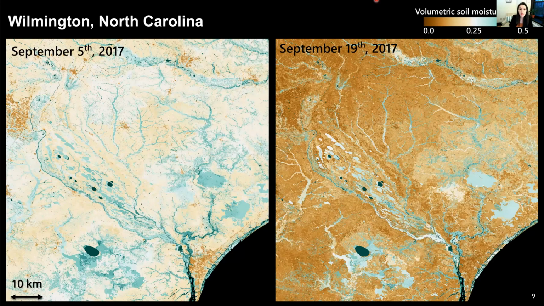We can also observe how soil moisture varies across the landscape differently over wet and drying conditions. Here I'm showing soil moisture over Wilmington, North Carolina, shortly after a rain event, so very wet conditions, on September the 5th in 2017, and shortly after in 2019, extremely dry conditions, with very fast change in these dynamics, not only in time, but also in space. The patterns change quite a bit.